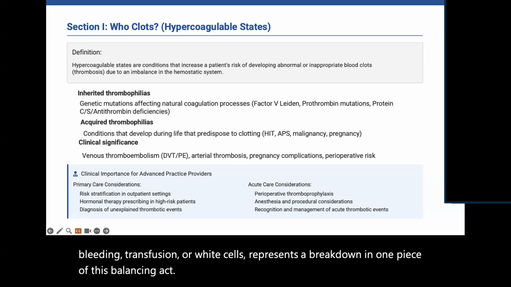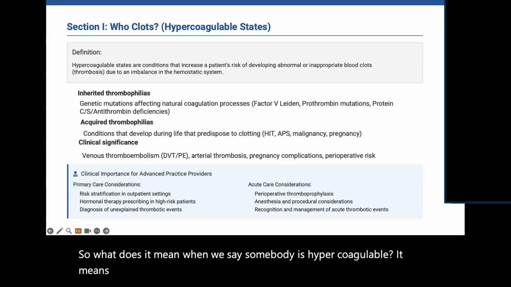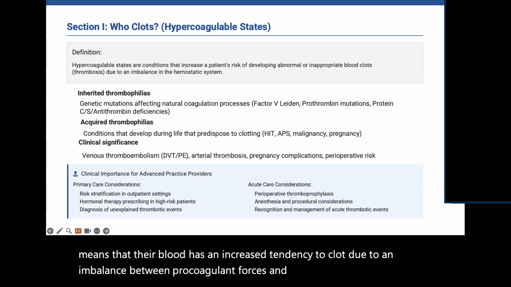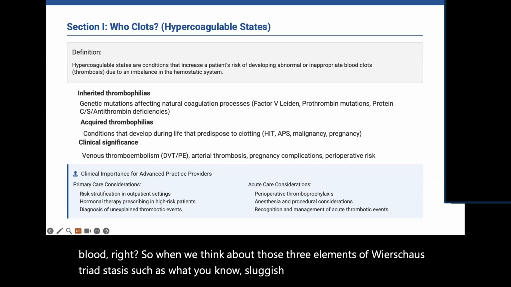So what does it mean when we say somebody is hypercoagulable? It means that their blood has an increased tendency to clot due to an imbalance between procoagulant forces and natural anticoagulants in the blood, right? So when we think about those 3 elements of Virchow's triad, stasis, such as what? Sluggish blood flow, immobility, atrial fibrillation.